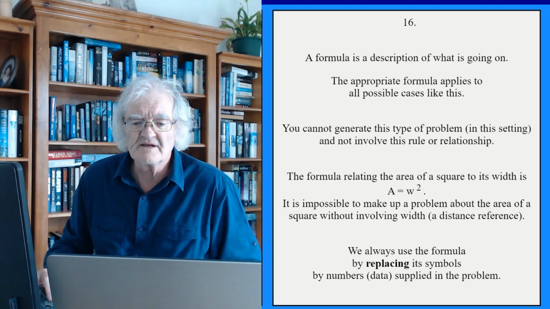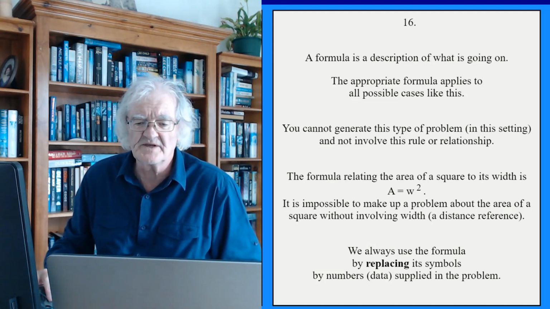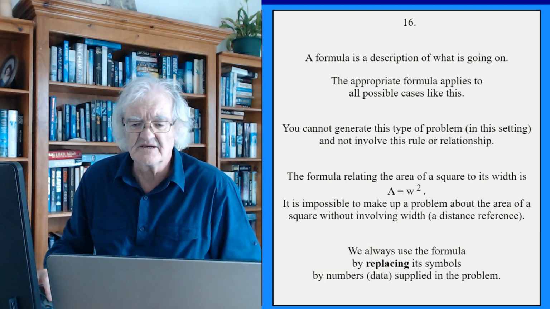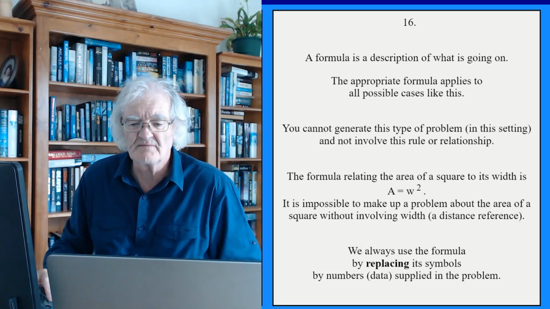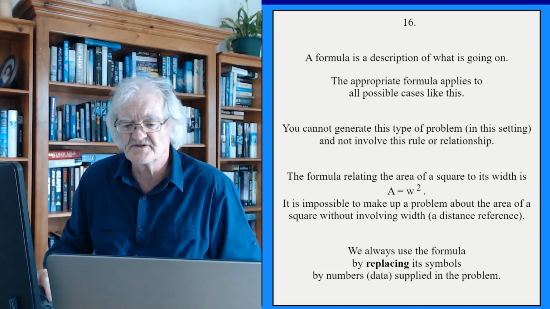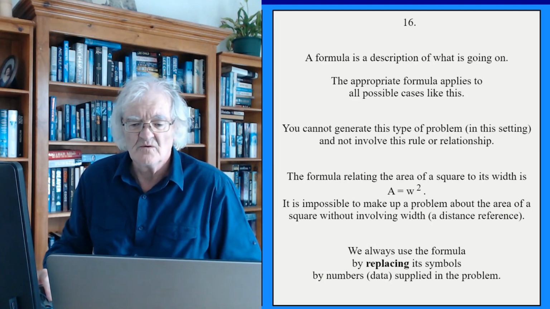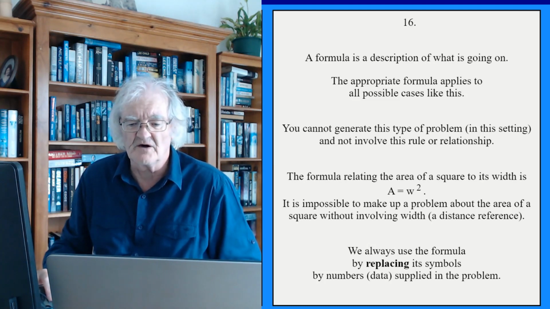The formula relating the area of a square to its width is area equals width squared. It's impossible to make up a problem about the area of a square without involving width, which is a distance reference. We always use the formula by replacing its symbols by numbers, data supplied in the problem.